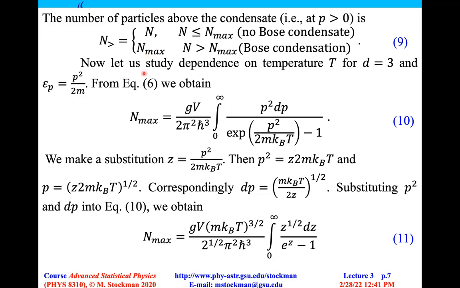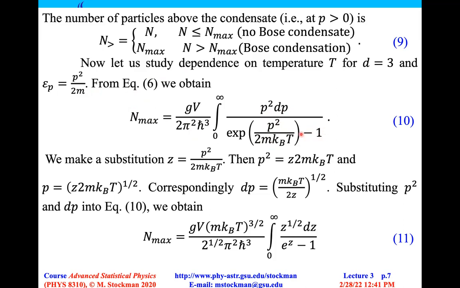Okay, let's continue. The most common controlling parameter is temperature. So we'll now study the dependence on temperature of the phenomena we're discussing in 3 dimensions, having a standard quadratic or mass type dispersion relation. It's like classical, non-relativistic particles. We go back to the equation for the maximum number of particles, which is equation 6, and we obtain, so I substitute epsilon p, p squared over 2m, divided by kBT. It is in 3-dimensional space, with the coefficient known to you.